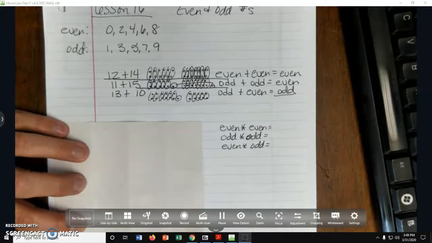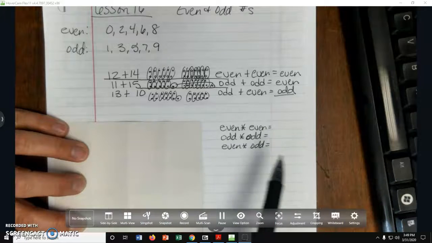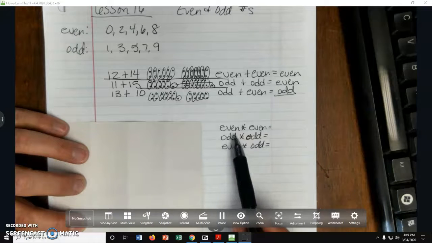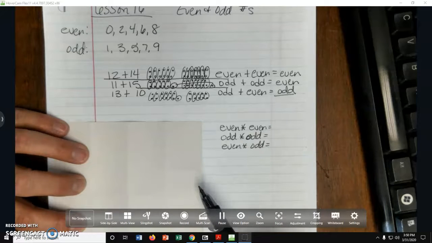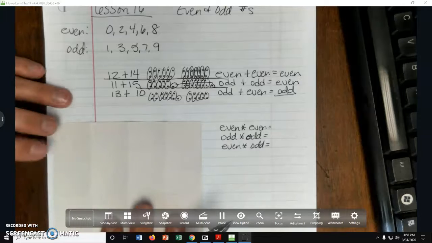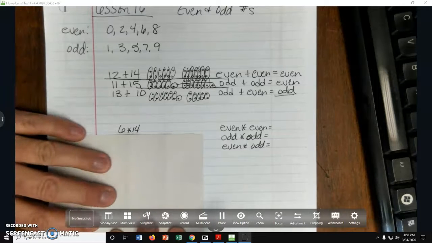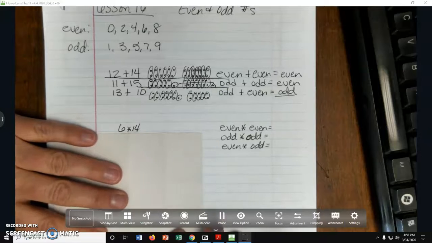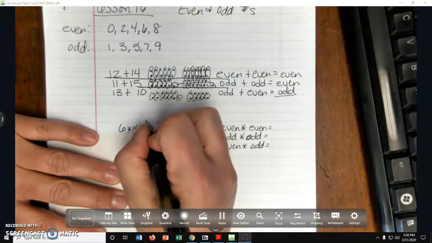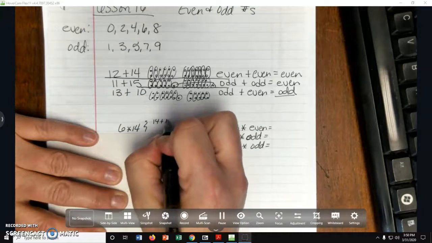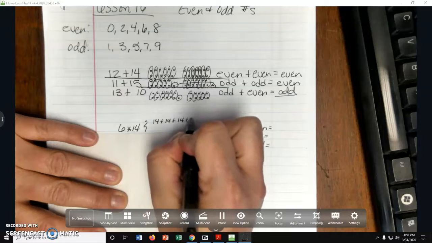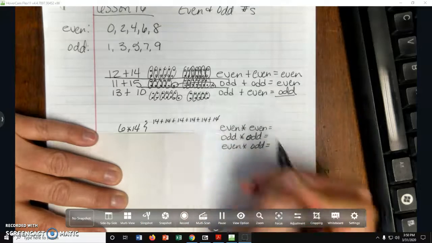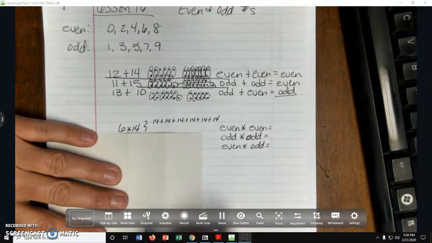All right, now that we've done our addition strategies here, we're going to come over here and look at some multiplication strategies. So what's going to happen if I take an even number and I multiply it by an even number? Well, let's find out. So if I take the number 6 and I multiply it by the number 14, remember what this is. This is 6 groups of 14. So I can also say that this is 14 plus 14 plus 14 plus 14, 1, 2, 3, 4, 5, 6. 6 groups of 14.